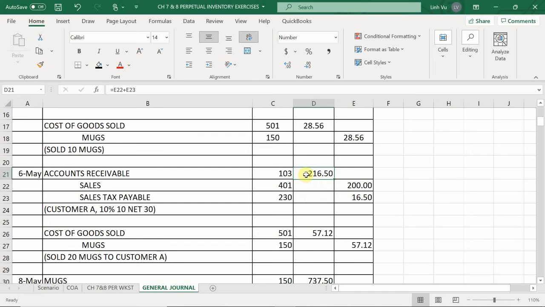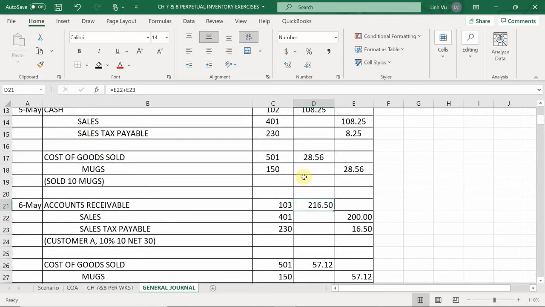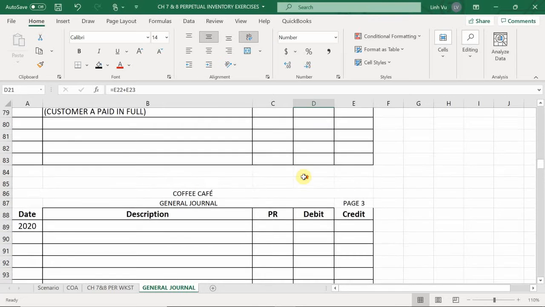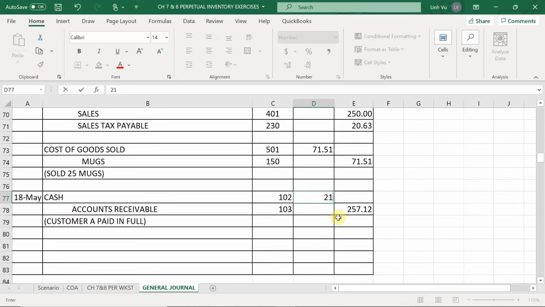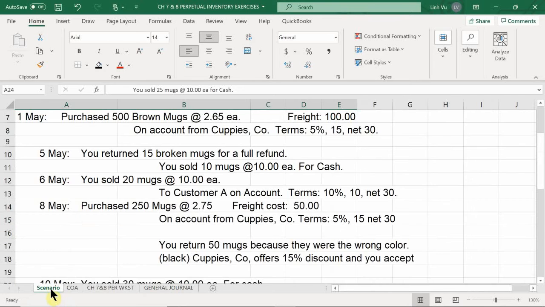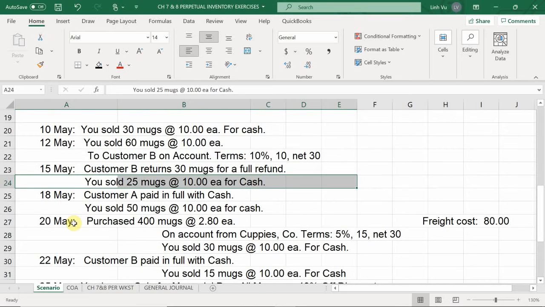All right, so there you go. 216.12. Or was it 216.50? So that's exactly how much they owe me. 216.50. All right, and customer A paid in full. So then let's take a look at the next transaction here. So that was on the 18th, right?